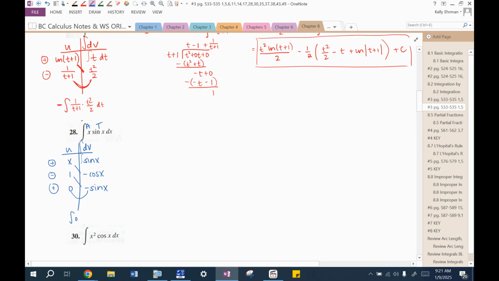The loop is the integral of 0 times sine x, so that's going to be 0. So our answer is negative x cosine x plus, because negative 1 times negative sine, plus sine x plus 0 plus c.